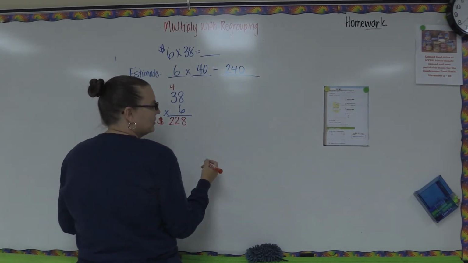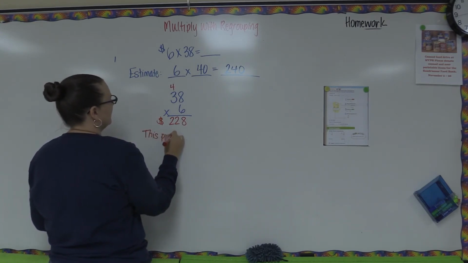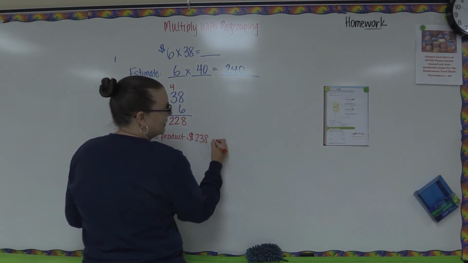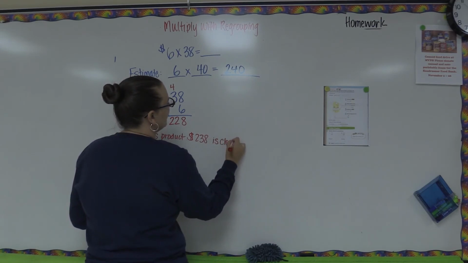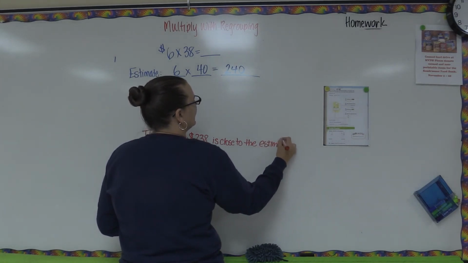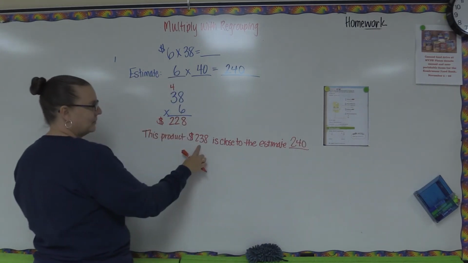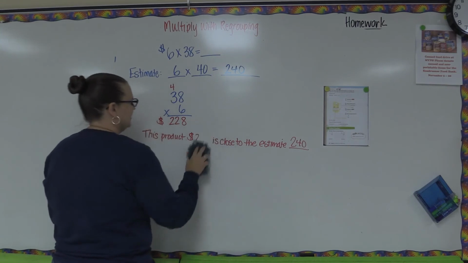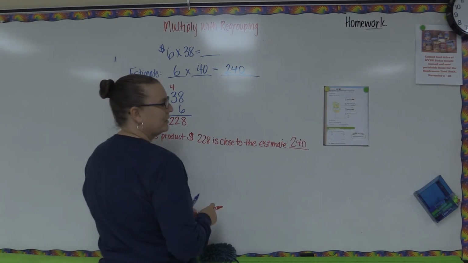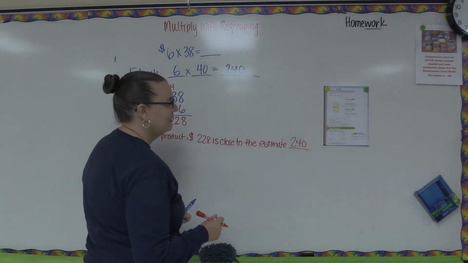If we're checking for reasonableness, what it says is this product, which we just did, $228, is close to the estimate. And what did we estimate? Looking back up at the top, we estimated 240. So as you can see, our answer of 228 is close to our estimate of 240. So we know that our answer is reasonable. We didn't end up with an answer of 2,000 when it was only 200. Let's take a look at the bottom part.